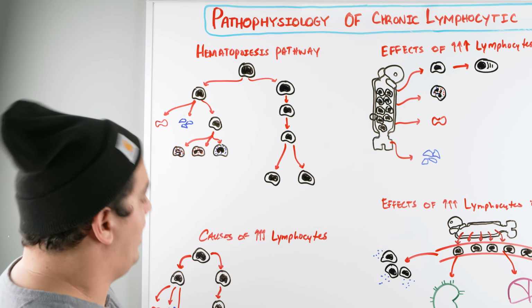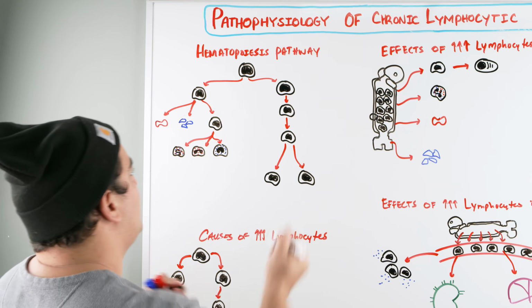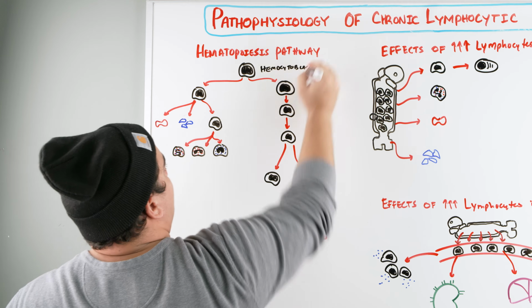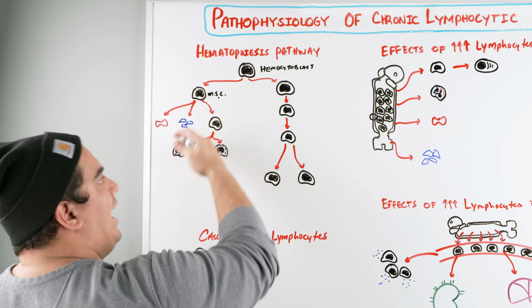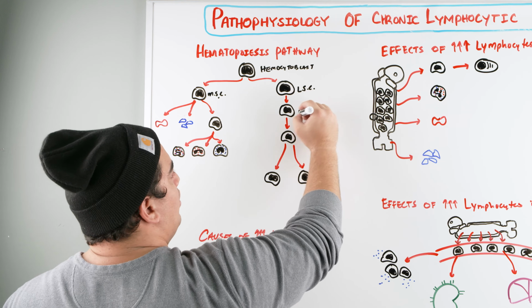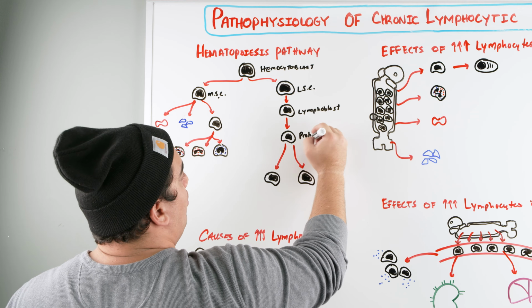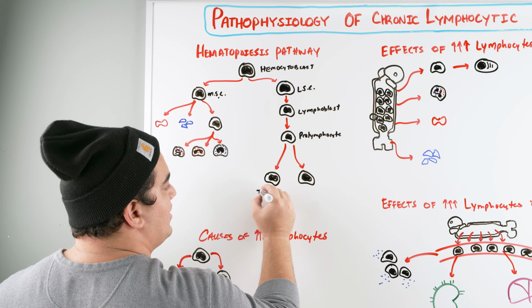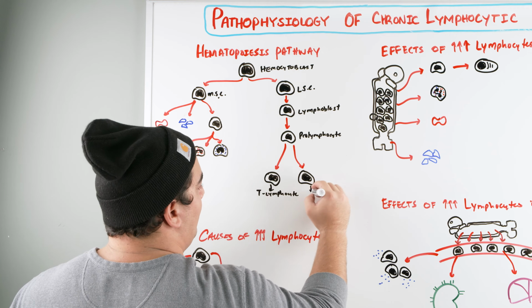So when we talk about this one, again, we start off with the hematopoiesis pathway. This is what occurs in the actual red bone marrow. It starts off with what's called a hemocytoblast. Then it becomes a myeloid stem cell, which we talk about more specifically in the AML and CML lectures. Now we're going to focus more on this side, the lymphoid stem cell, which will then become a lymphoblast. And then it'll become what's called a pro-lymphocyte. And then eventually it'll become a lymphocyte. And there's two different types: a T lymphocyte, and a B lymphocyte.